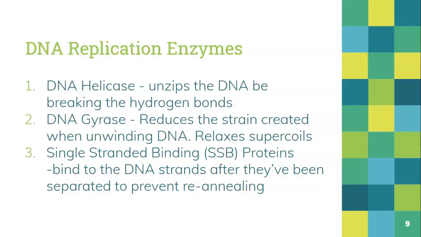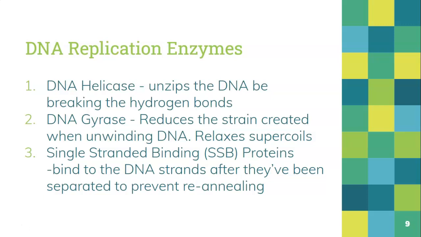So now let's talk about all those important enzymes that you guys are going to need to know. And yes, you will need to know how DNA replication happens, specifically referencing all of these enzymes. So you've got DNA helicase, DNA gyrase, and single-stranded binding, or SSB, proteins. So helicase unzips the DNA, right? DNA is typically twisted in a double helix, and it rips it apart, basically.